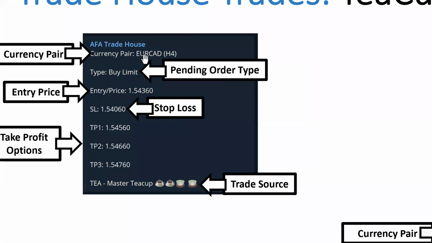You'll get a currency pair that you need to look for. The type, buy limit, and you can see it's Teacup, so you know it's a pending order. The entry price. So when you're going to do a pending order, you're going to have to put in a price that you want to enter. So let me show you and give you an example.